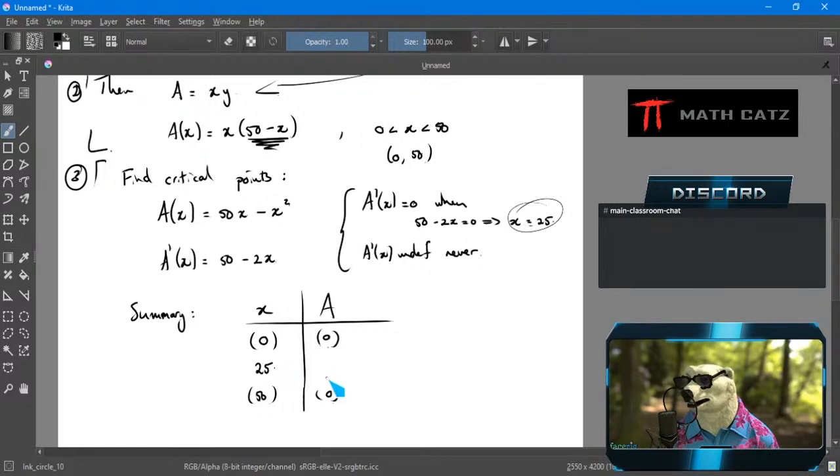25 is the only point that's left. My area is going to be 25 times 25.